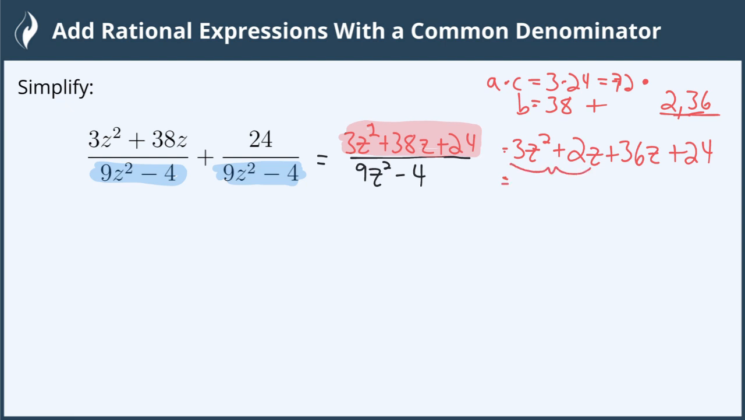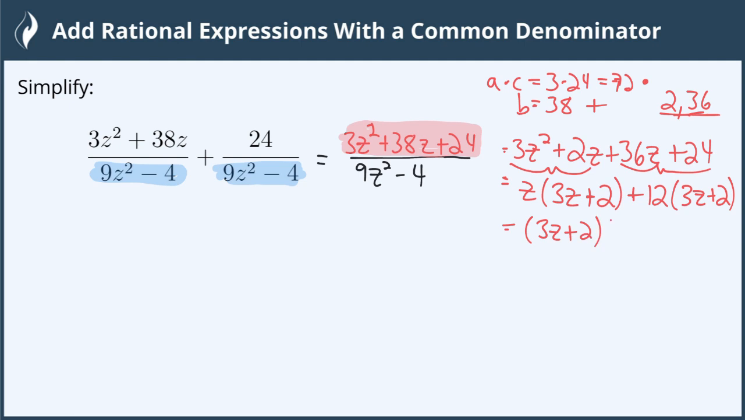Looking at these first two numbers, we're going to take a z out of both of them. This leaves us with 3z plus 2. And in our second pair, 36z plus 24, we're going to be able to pull out a 12, which also leaves us with 3z plus 2. Now we can factor the 3z plus 2 out of both of those terms, which leaves us with z plus 12 in the second set of parentheses. So this is our factored form of the numerator.